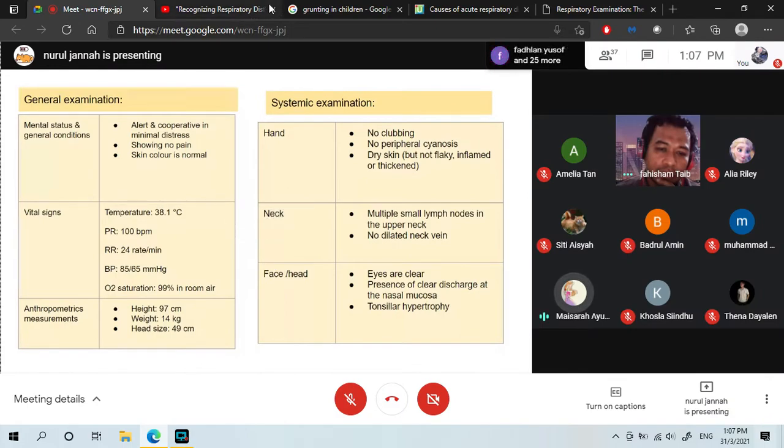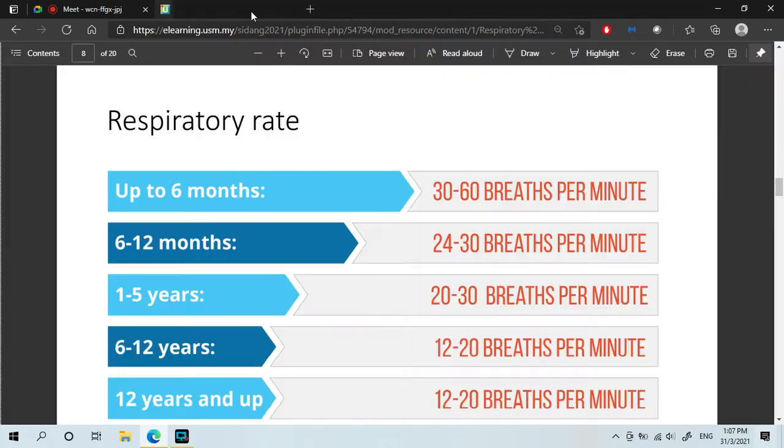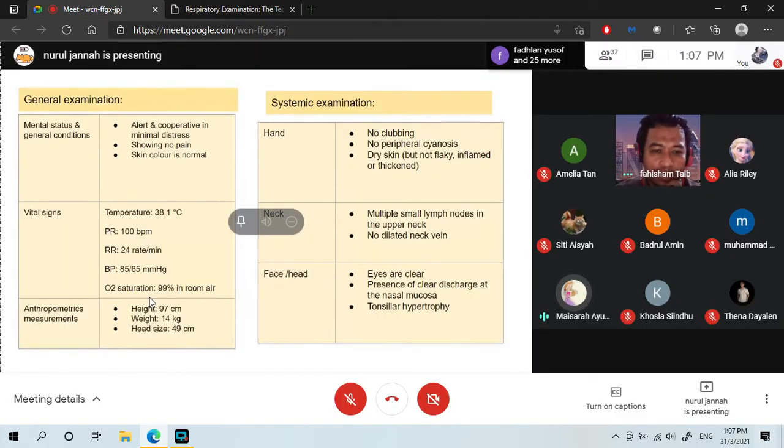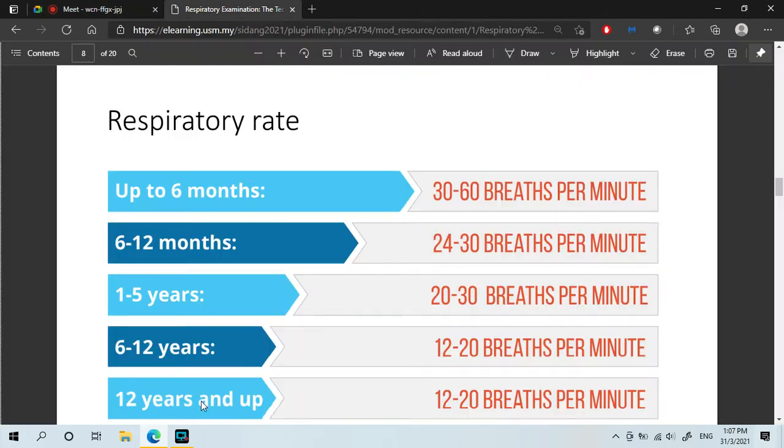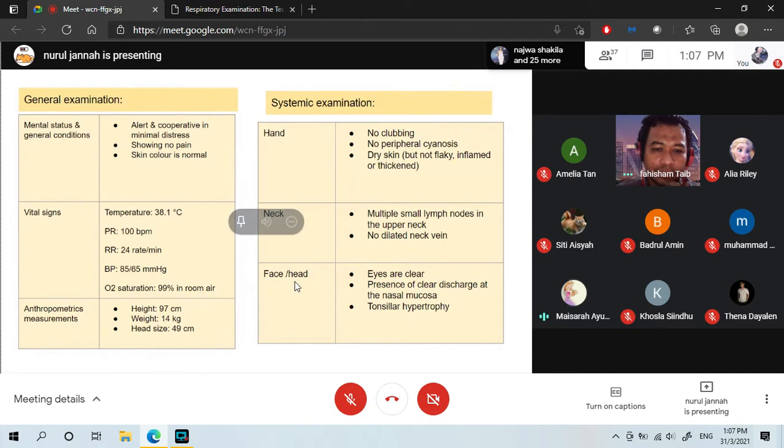Okay, for the temperature, it is actually a mild fever. The pulse rate is normal, and the respiratory rate is within the normal range, and the BP is normal but slightly decreased. What do you mean slightly decreased? I don't understand.